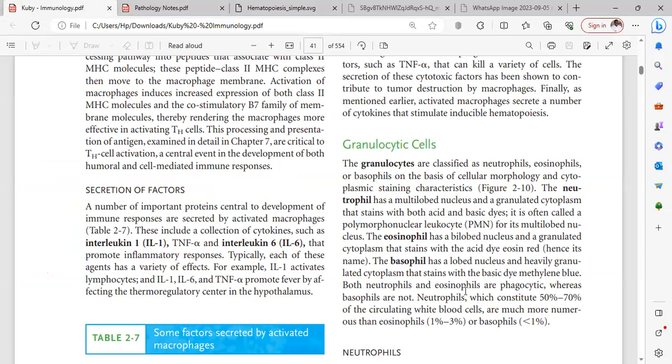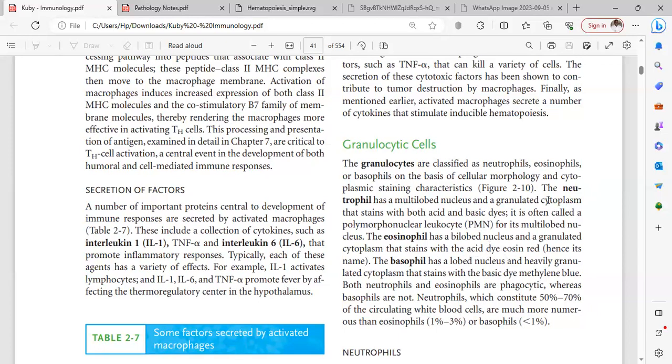So we've talked about the neutrophil. Now we'll go to the eosinophil. So the neutrophil, we said, is multilobed, it is granulated. It makes up about 50 to 70% of the white blood cells, and it also stains with both the acidic and the basic dyes. For the eosinophil, they have a bilobed nucleus and they are granulated, and they stain with acid only.